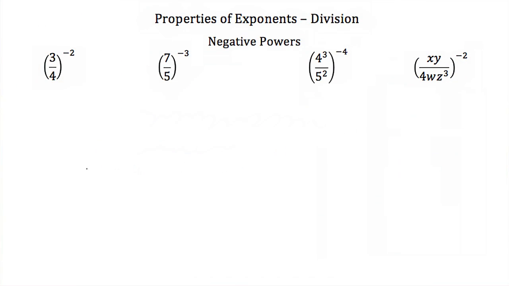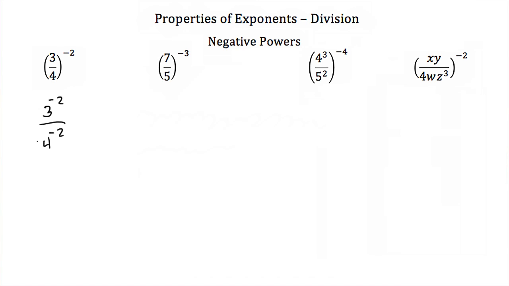Now what if we're raising our division to a negative exponent? Here we have 3/4 raised to the negative 2. Well, I can still distribute this negative 2 to both the numerator and the denominator. So this would look like 3 to the minus 2 over 4 to the minus 2.